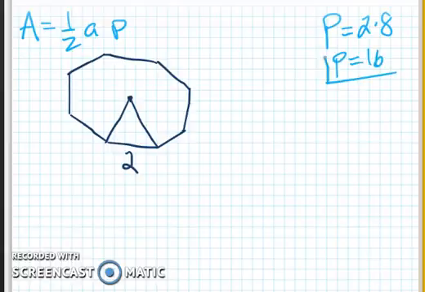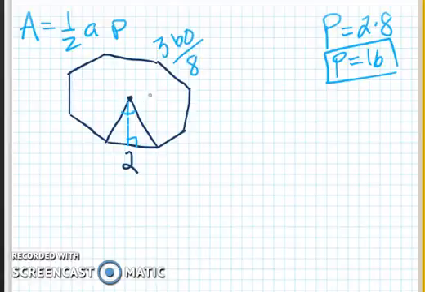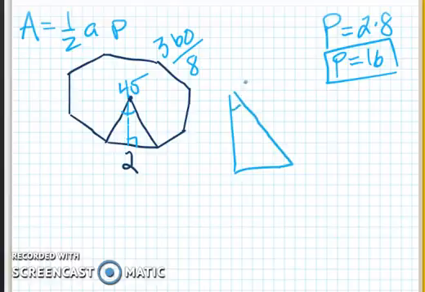So we're going to get 2 times 8, which is going to give me 16. Next, we need to go ahead and drop down the apothem. We need to find the central angle, so we get 360 divided by 8. When we do 360 divided by 8, we should come up with 45, so that's 45 degrees in there. And we're going to draw that triangle out here. Half of 45 is 22.5, half of the 2 is 1, and I want to find A.